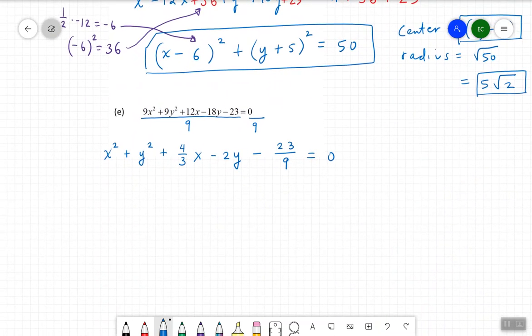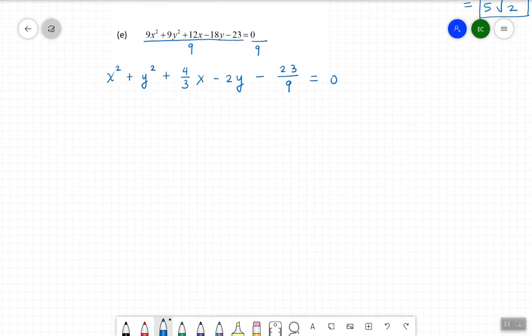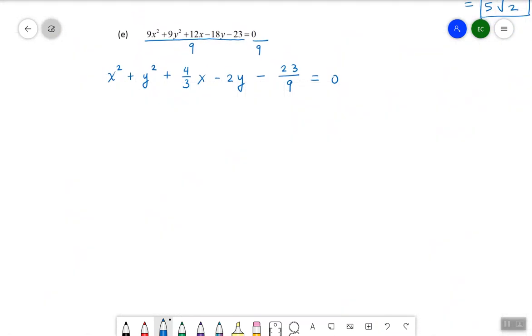Okay. So now we can group the terms the way we want. So we'll have x squared plus 4/3 x, and then we'll have y squared minus 2y, and then we'll bring the 23/9 to the other side.